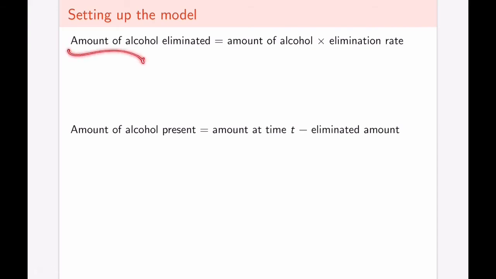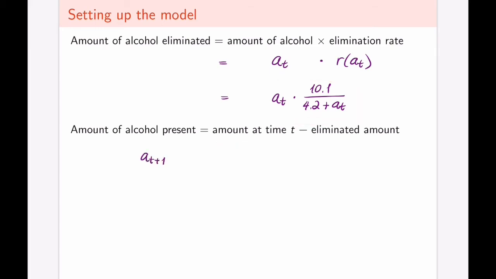So as I just said, the amount of alcohol eliminated is the amount of alcohol times the current elimination rate. The amount of alcohol is A_t. The elimination rate is R of A_t. Note that we actually have a formula for R of A_t. So altogether, I can note that this is equal to A_t times this experimentally derived formula for the elimination rate. The amount of alcohol then present is the amount at time t minus the eliminated amount. So present at the next stage is the amount currently in the system minus the eliminated amount, which is this big fraction right here.